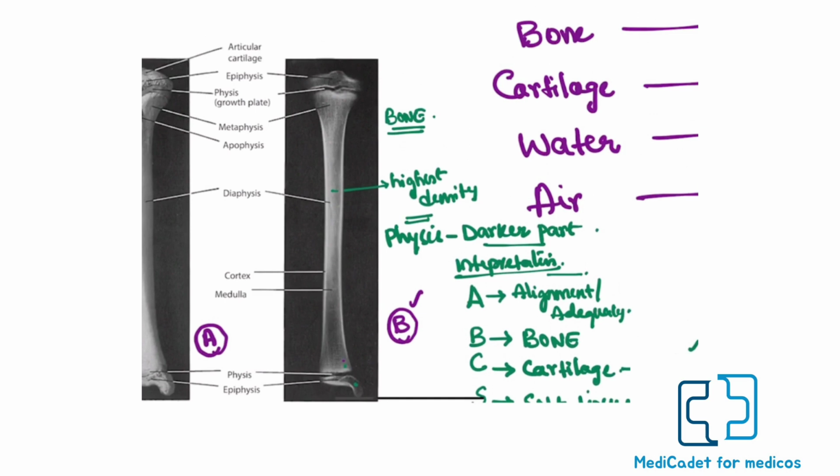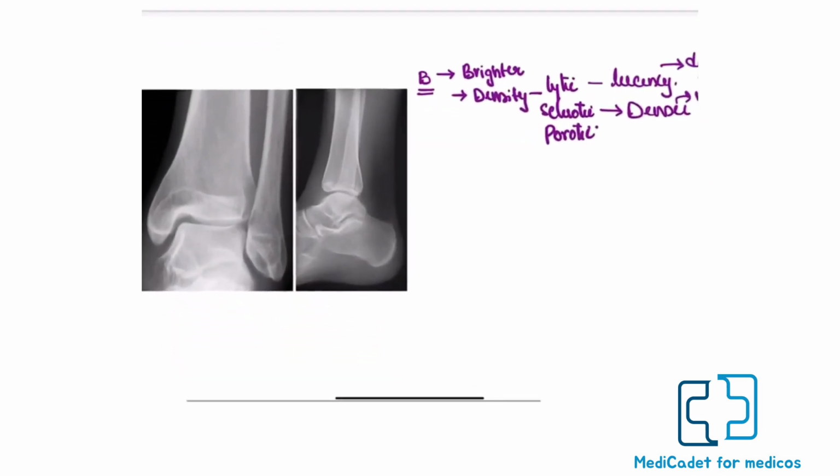In the diaphysis, you can see it's denser, so it is the whitest in the diaphysis. Okay, so that is about the bone. That is how you comment on the bone.